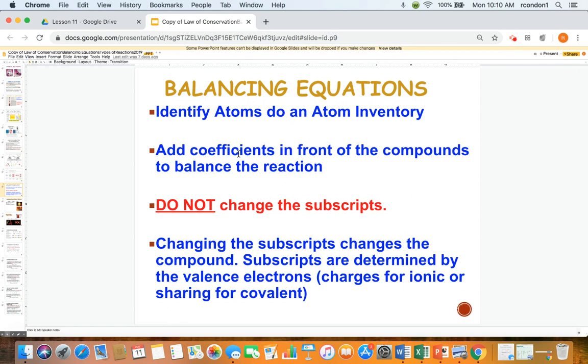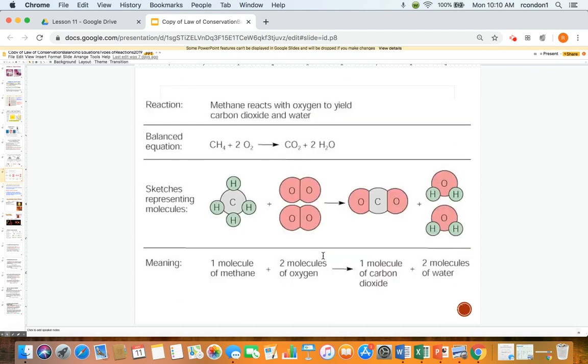Add the coefficients in front of the compounds to balance the reaction. If those atoms on the reactants and products are different, you need to do some coefficient work to balance the reactions. What you don't do is change the subscripts. If you change the subscripts, you're changing the entire compound. Let's say you have an oxygen molecule right here, O2, and you want to say, oh, it's balanced, I'll just add a 3 here to have this make sense.